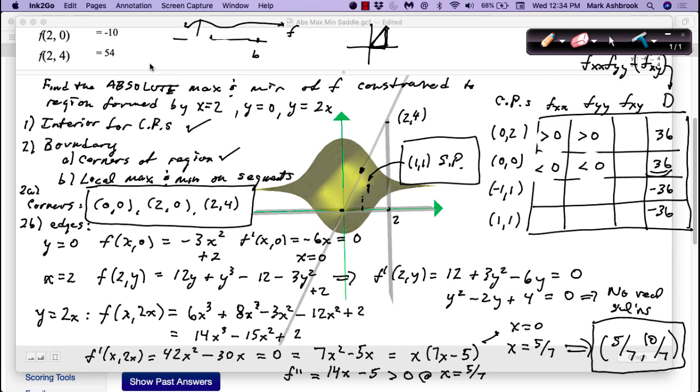The absolute max is? The absolute max is 54. Let's stand that out here. So right there, z equals 54, and that's our absolute max at 2, 4. Absolute min? The lowest of those z values. So it looks like at 2, 0, negative 10.